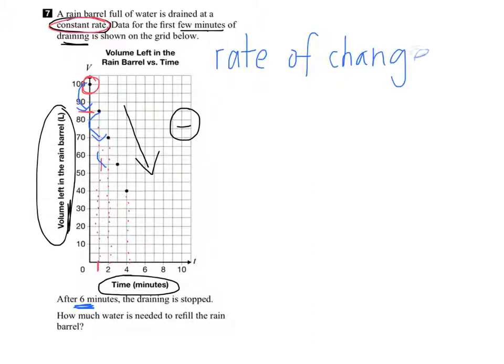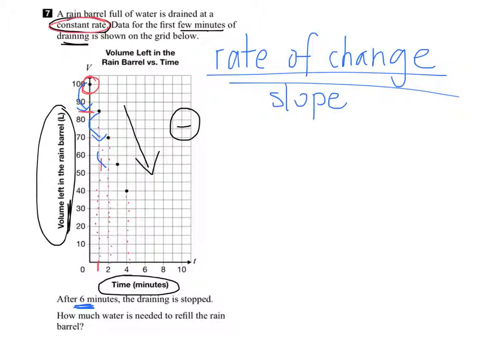Okay, and do you guys remember this term from the beginning of the year? Another word for rate of change is slope, right? That represents the same thing. The rate of change. So what is the rate at which this is changing? Every minute, as the time is in minutes, how many liters drain out of this barrel? Okay, so from 100 to 85 is a decrease of 15, which means that the rate by which this is changing is 15 liters for every 1 minute.